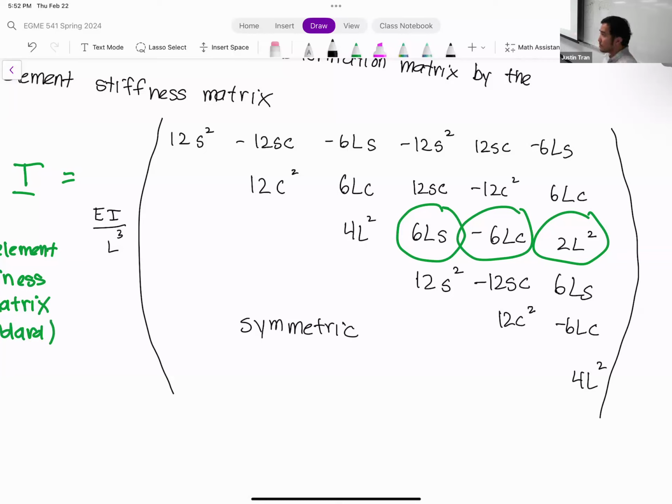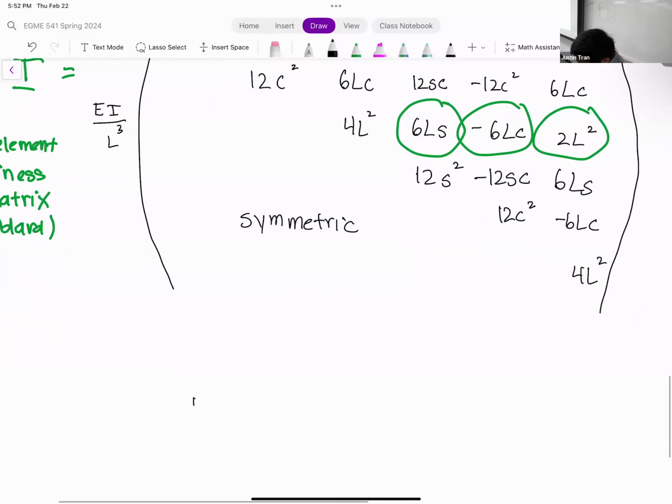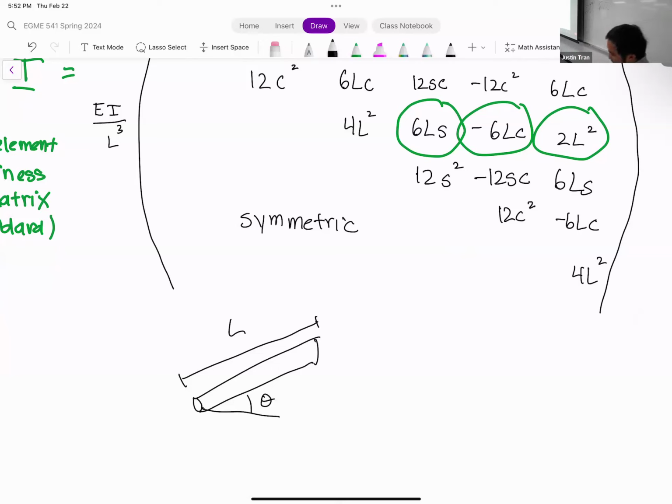Can you remind us what L, S and C stand for? L is the length of the element, S is the sine of the angle, and C is the cosine of the angle. So if you have a beam that looks like this, L is the length here, and it's angled with respect to the horizontal like that. S is the sine of this angle, and C is the cosine.